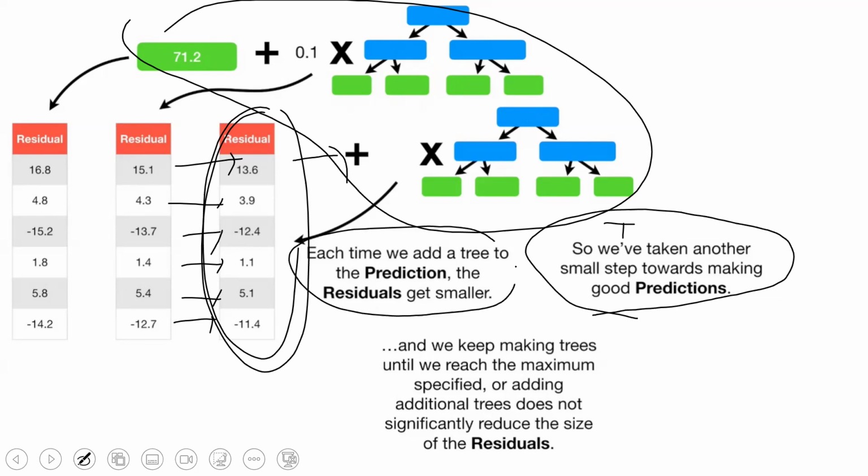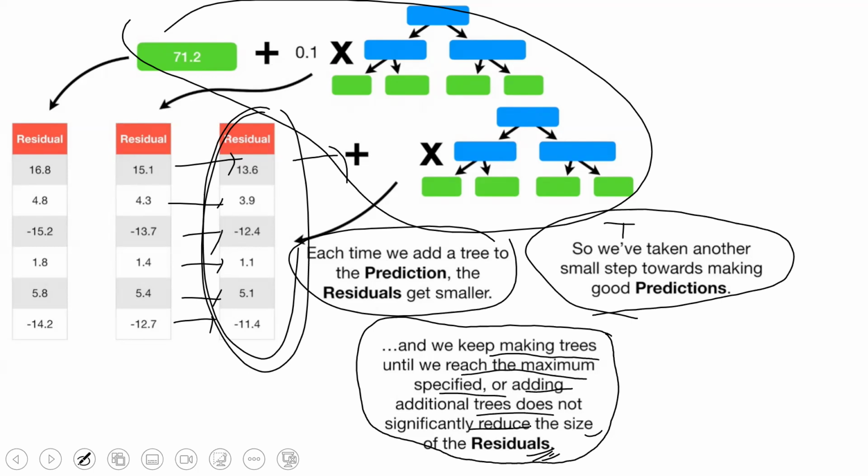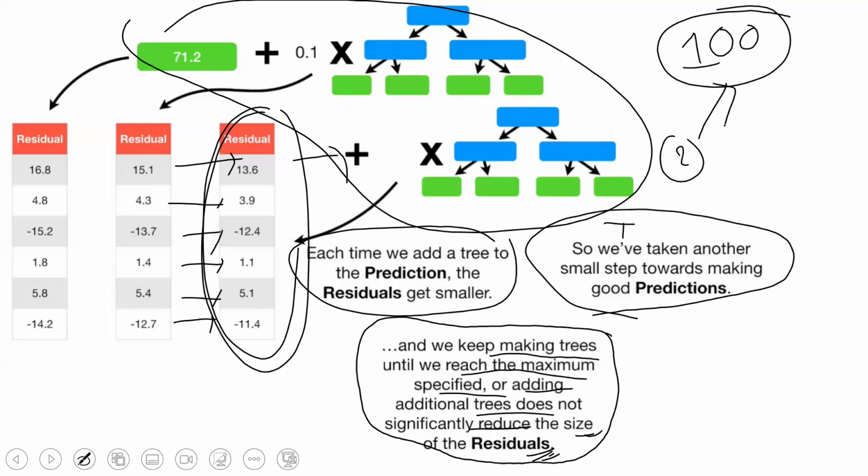Each time we add a tree, the residuals get smaller, and we keep making trees until we reach the maximum specified, or adding additional trees doesn't significantly reduce the size of the residuals. In the real world we go up to around 100 trees. I have just shown you an example of two trees here. We go up to 100 trees, or else when the residuals are no longer reducing and there is no significant reduction in the residuals, we stop this process.